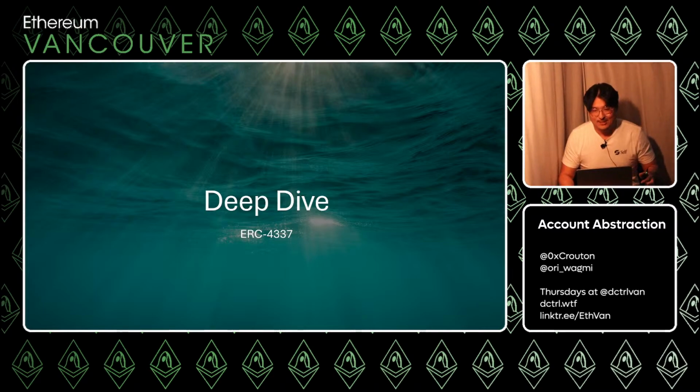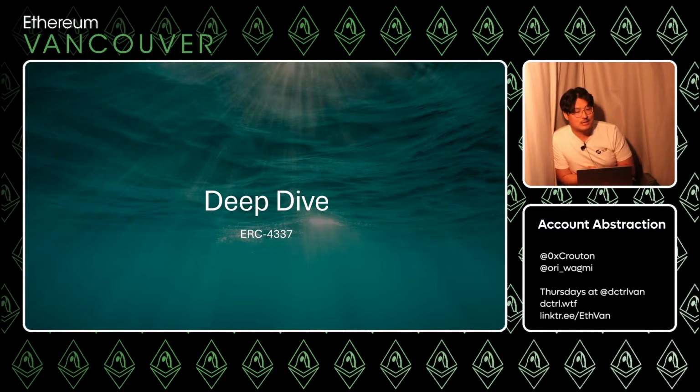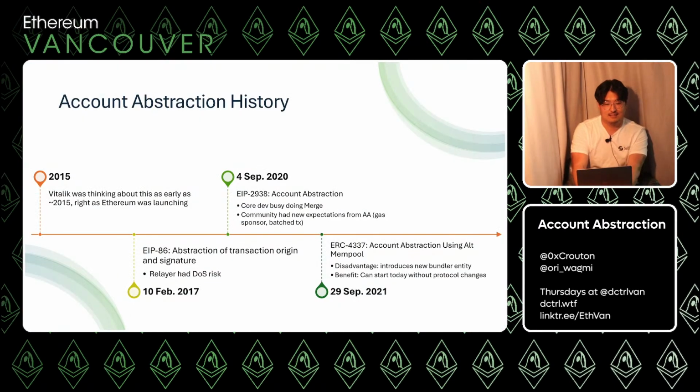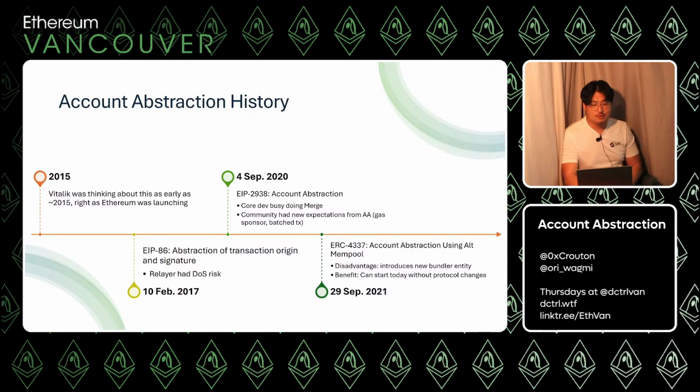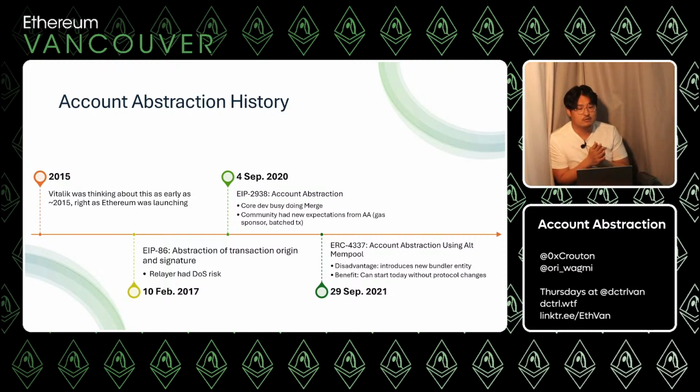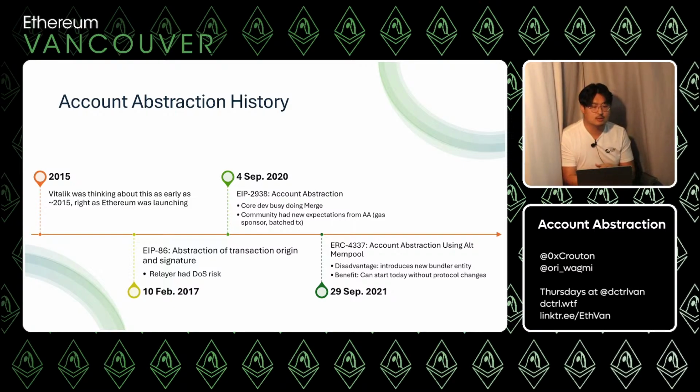All right. Well, thanks for that great overview of what we can do with account abstraction. Now let's dive into the standard and take a look at it. So first, let's see how we got here, right? So just a little bit of history. Vitalik was aware of these limitations of EOAs and was already thinking about solutions as early as 2015 when Ethereum was first launching.